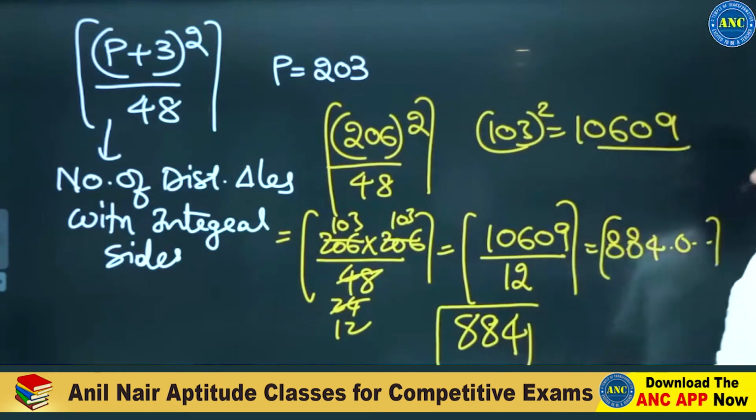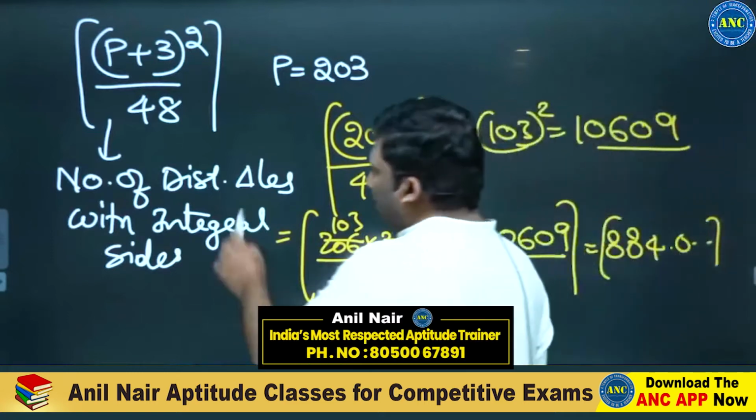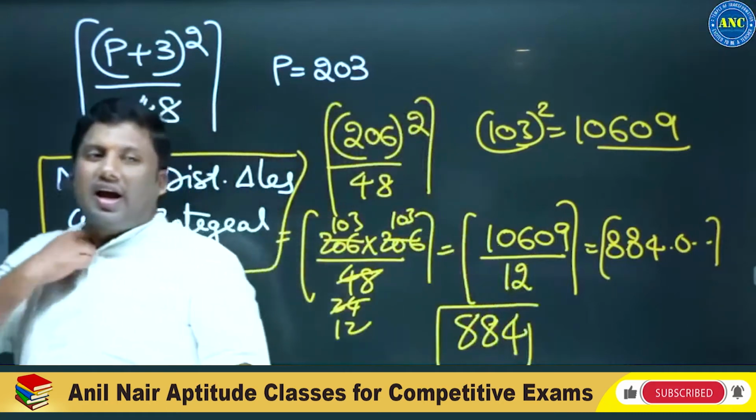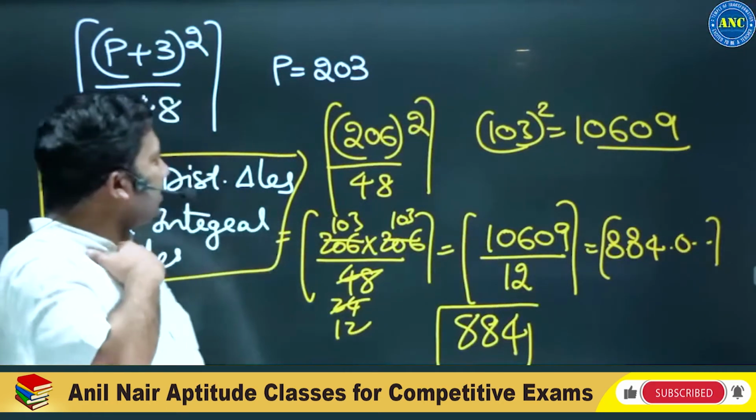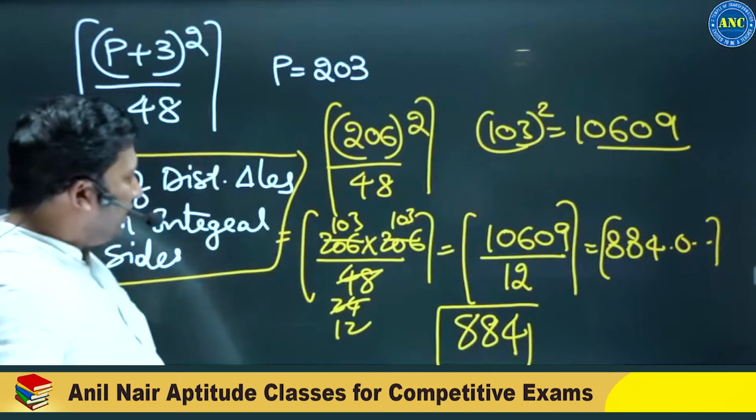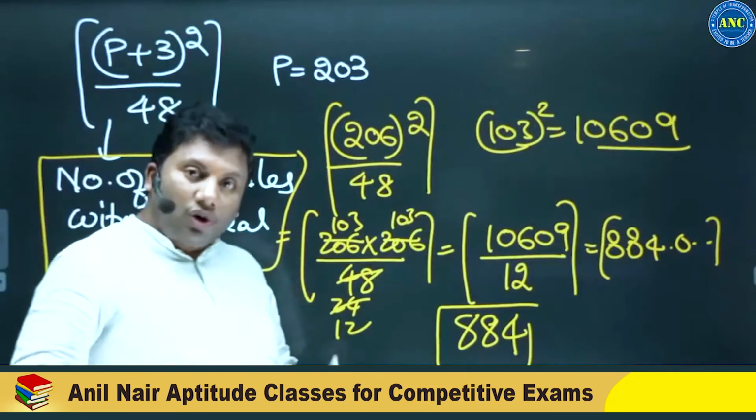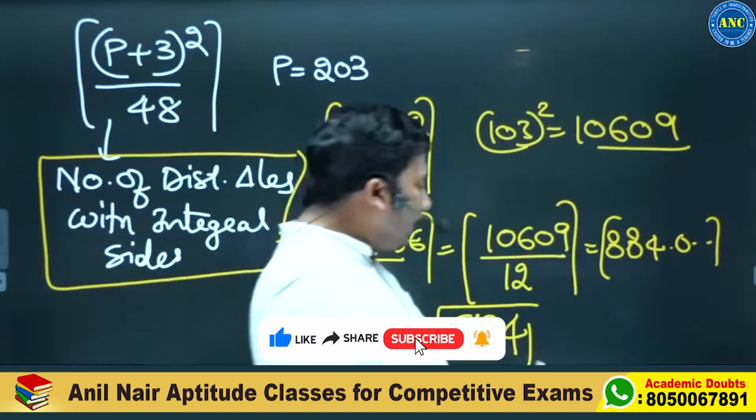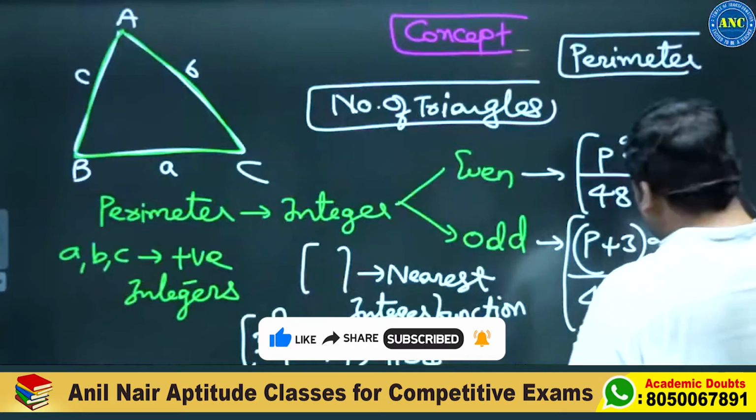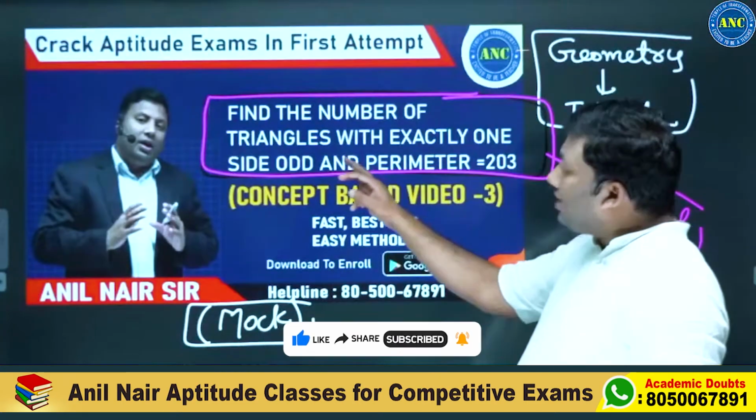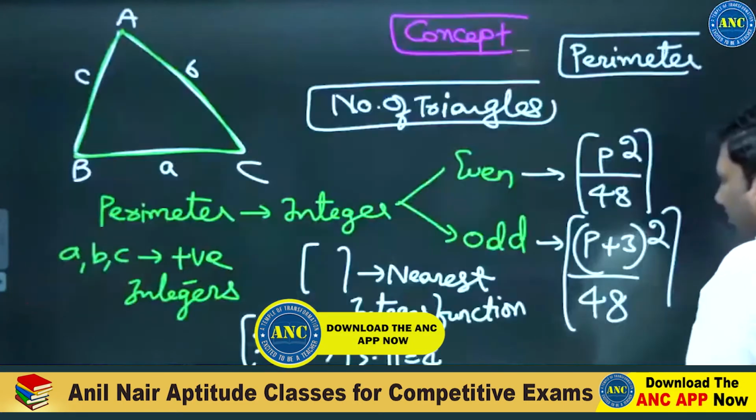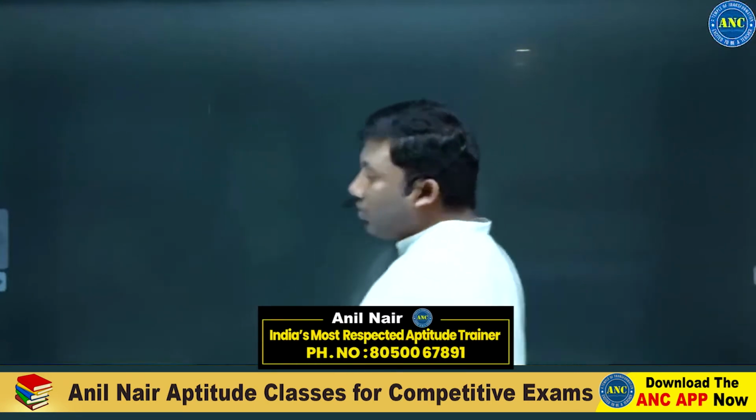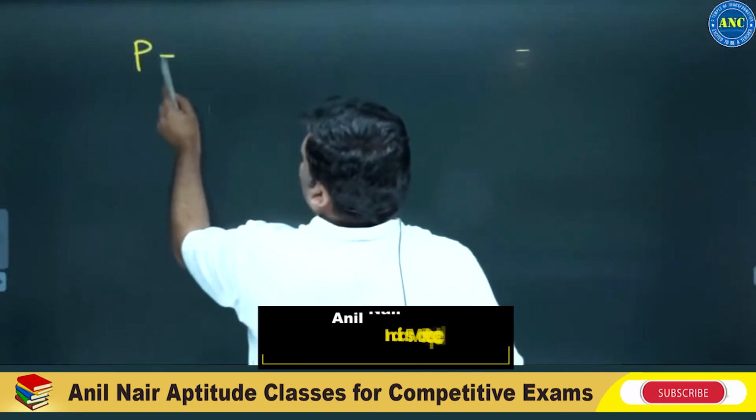Totally, how many triangles can be formed with perimeter 203? The number of distinct triangles with integral sides and perimeter 203 is given by 884. Totally 884 triangles are there, but we do not require total triangles. Please read the question. The question is with one side an odd number.